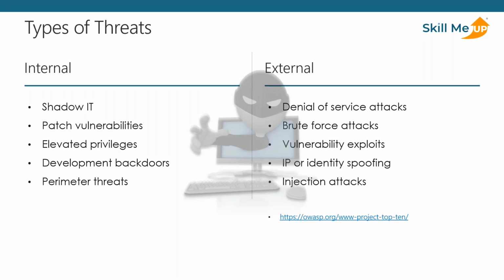So properly taking into account a lot of these, especially around your network architecture and how you're architecting that network, particularly for elevated privileges and perimeter threats, and shadow IT is a key one, and avoiding those from leaking into your environment helps to remediate and limit the potential exposure for these external threats, such as IP identity spoofing or injection attacks and denial of service attacks within your environment.